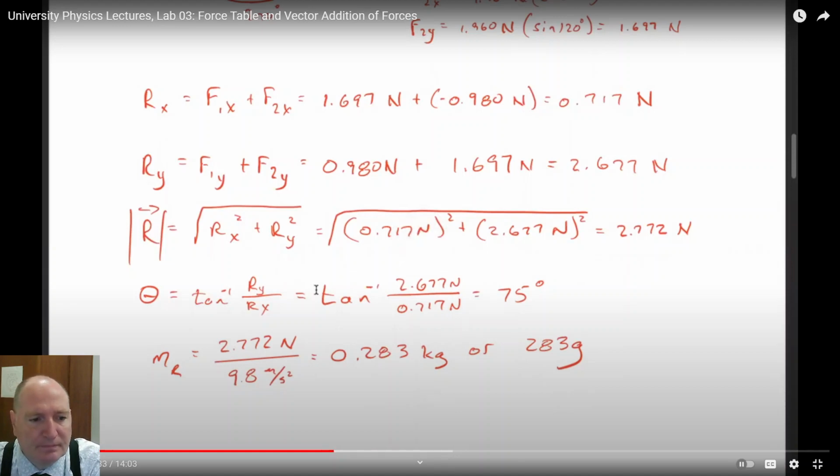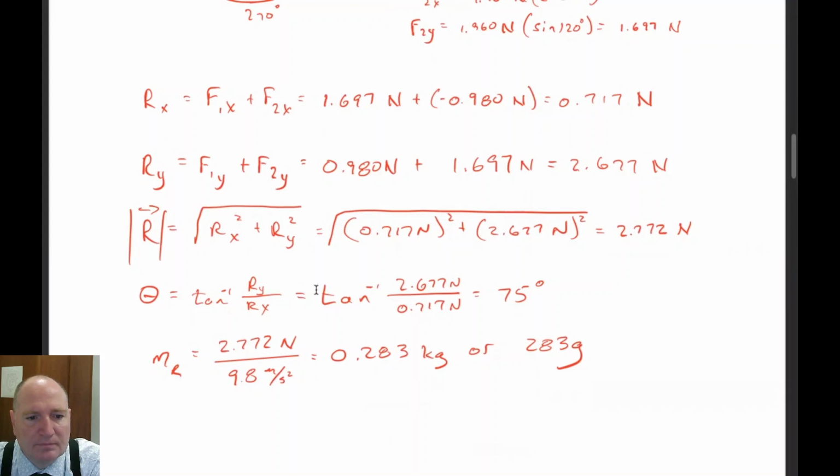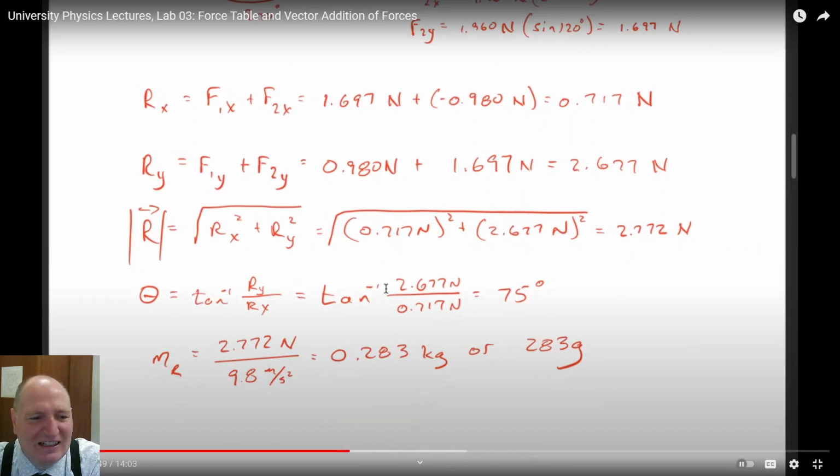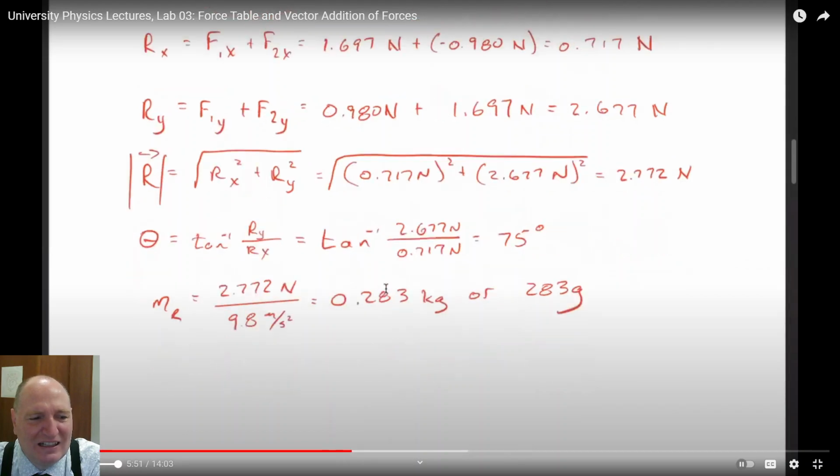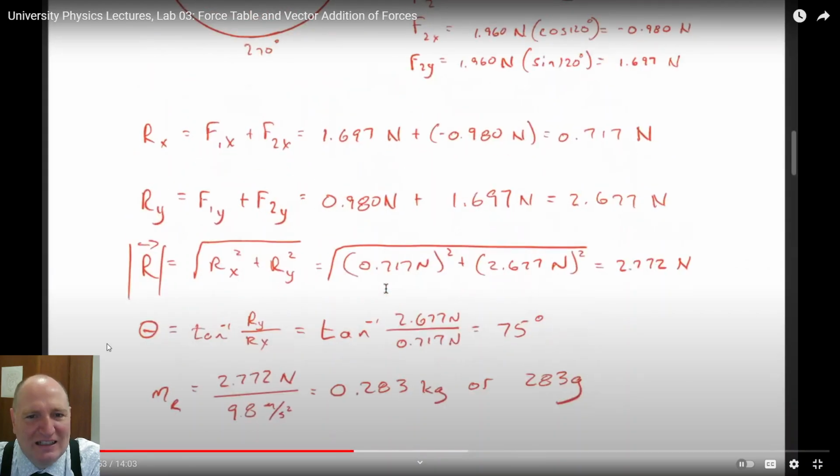Now, what is that? I've got 2.772 newtons. What is that in grams? It's 2.772 newtons divided by 9.8 meters per second squared. That gives me 0.283 kilograms, or 283 grams. And we can see I got 283 grams.